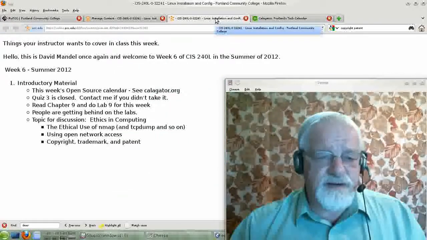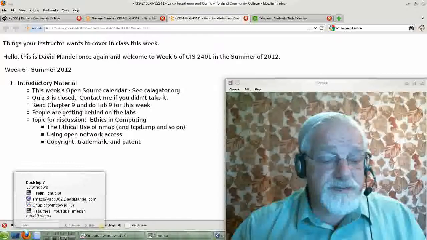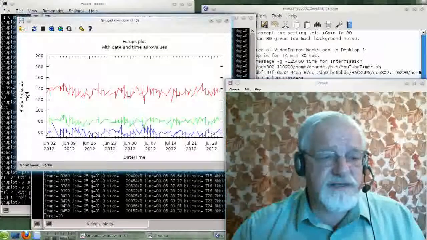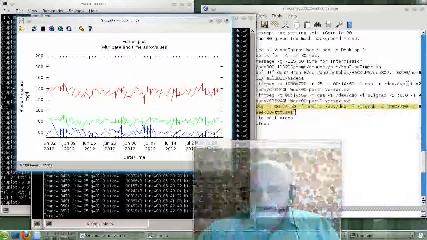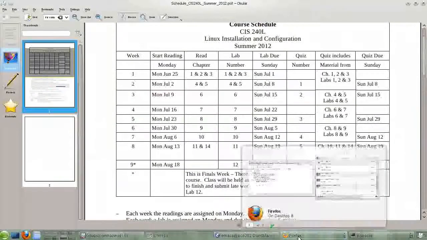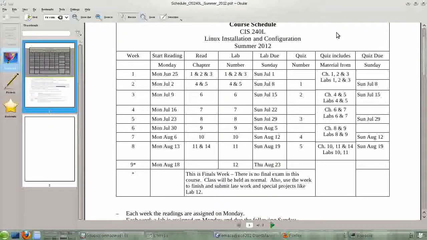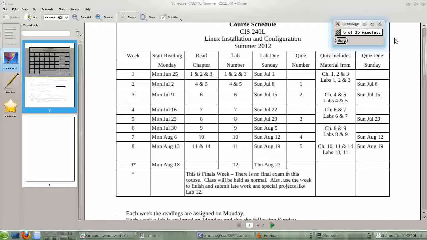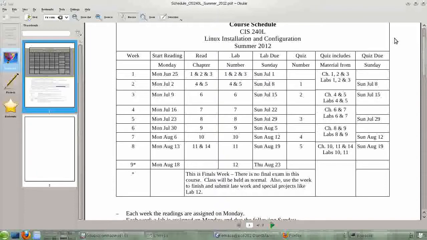Let's go back here. One other thing we should mention. If I go over here and let's see what I've got here. There. We've got the course catalog. We are now in week 6 this week. And this is an 8-week term, so we're coming down towards the end. I notice a lot of labs are not in yet. People are a little bit behind. Not bad, but don't let yourself get more behind or it will be bad. We are starting to come towards the end of the term.